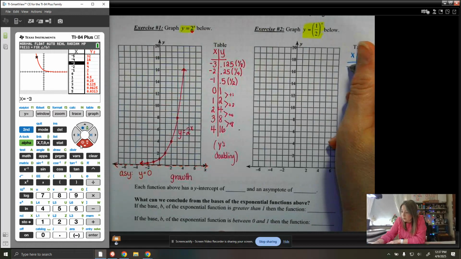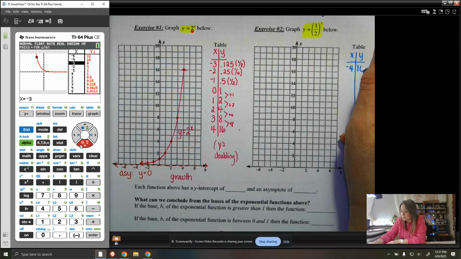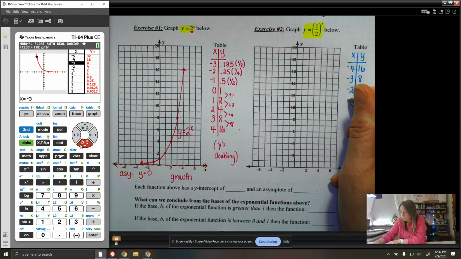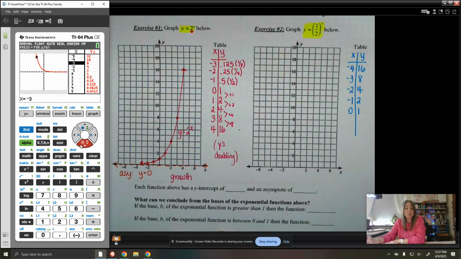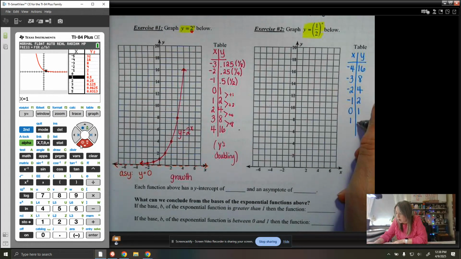So of course, I'll start with -4 because I can fit -4, 16 on here. I can fit -3, 8. I can fit -2, 4. I can fit -1, 2. And then 0, 1 is my y-intercept again. Okay, so here I am. Just want to show you where I am, writing these down. And then I get to 1.5. So 1, comma, 0.5. Well, we already know that 0.5 is 1/2.